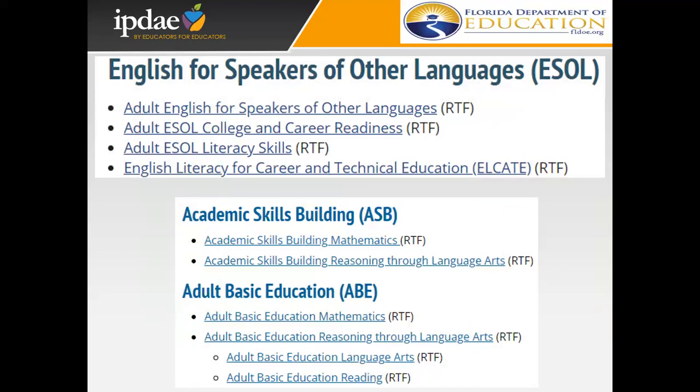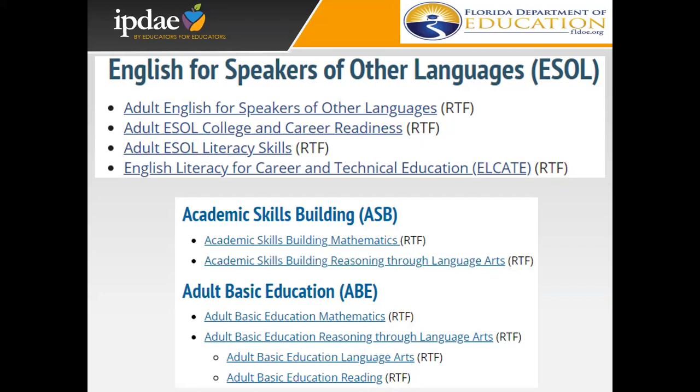The 2023-2024 Adult Education Curriculum Frameworks are now available on the DOE's website. Be sure to check them out and plan your lessons accordingly. For my fellow ESOL teachers, the Adult ESOL Curriculum Framework consists of 4 interrelated blueprints. All right, and the first one is going to be our English language proficiency standards for adult education and the Florida Adult Basic Education Reasoning Through Language Art standards.